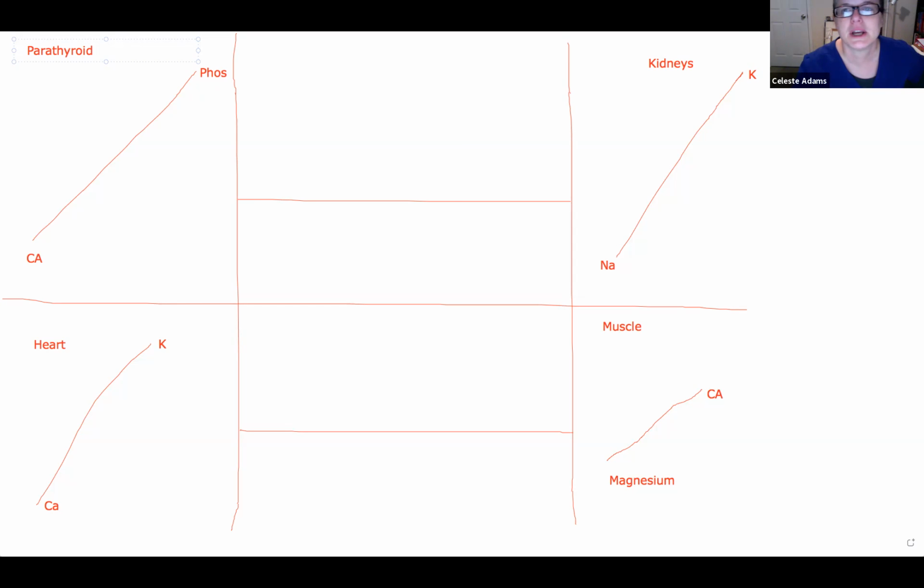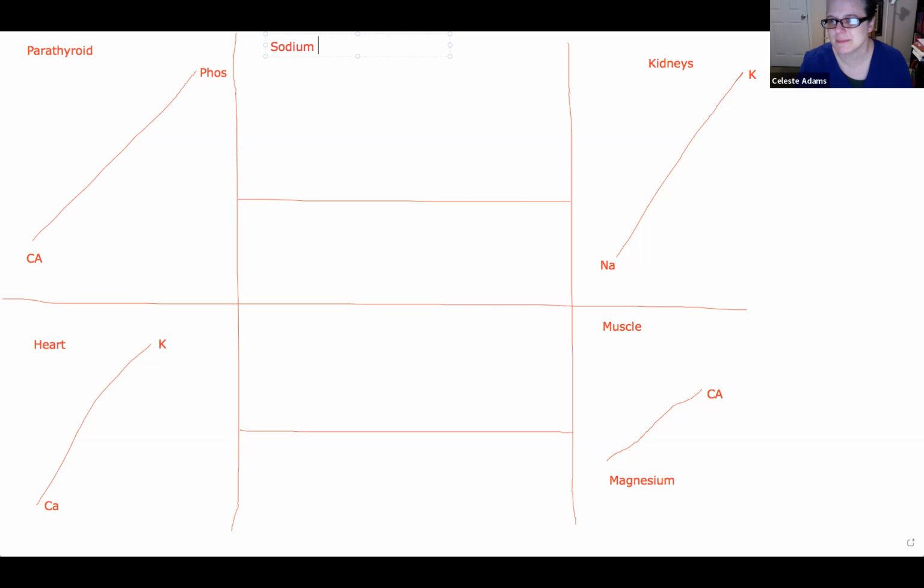So now we're going to go into the signs and symptoms of each of potassium, sodium, calcium, and magnesium. We're going to start off with sodium. So what do we think of when we think of sodium?